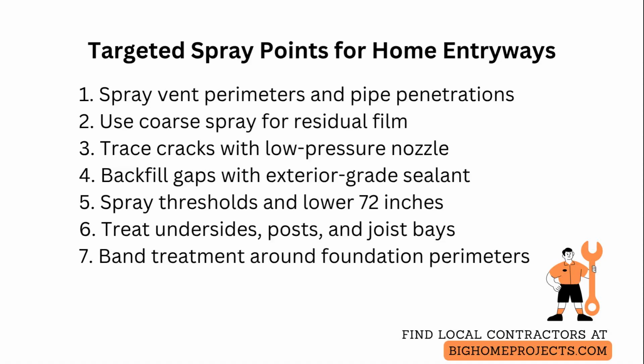For decks and porches, treat the undersides, support posts, and the joist bays because these create sheltered microhabitats. A targeted cavity spray into joist bays and along ledger boards controls harborage without wasting product on open surfaces.